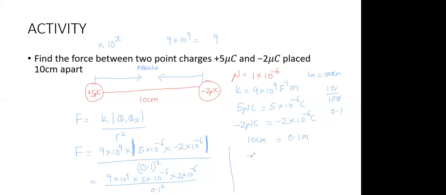So those four have placed, I think you may be getting 0.09 out of now 0.1 squared, which will give you 0.01. So this one will result into 0.09 divided by 0.01, which will give us 9, but force is measured in newtons.